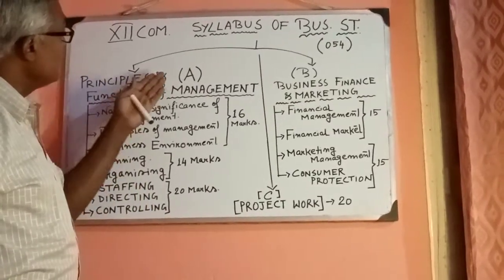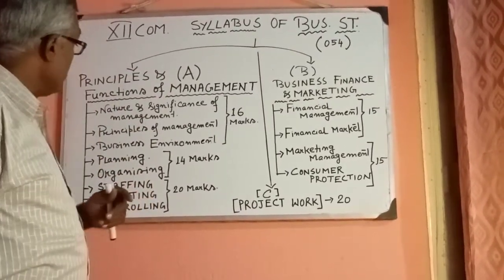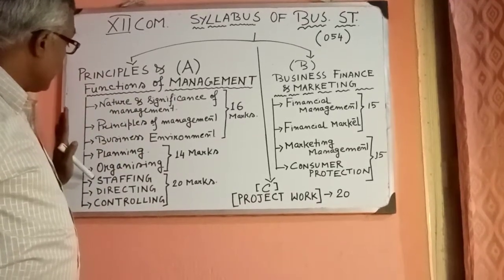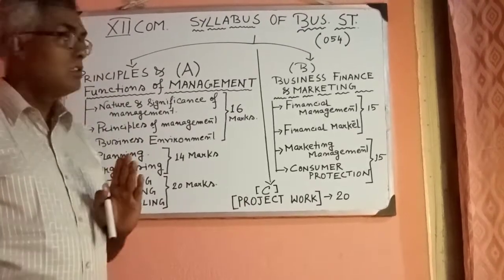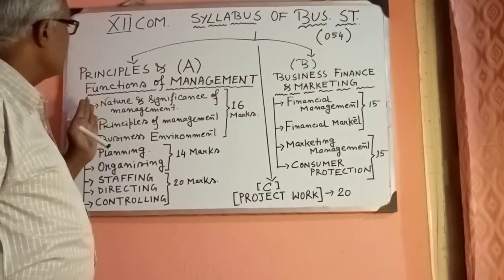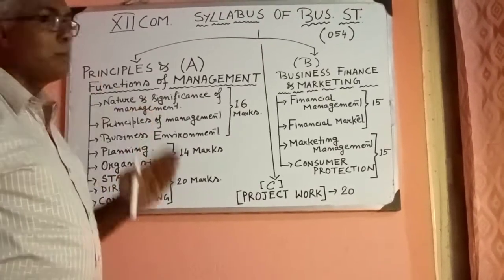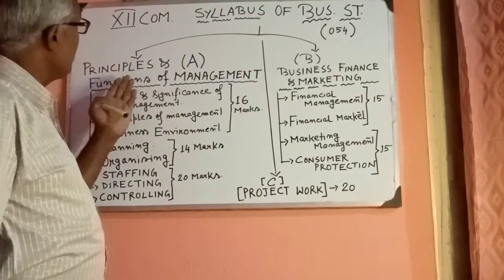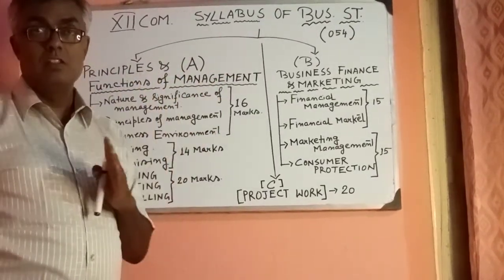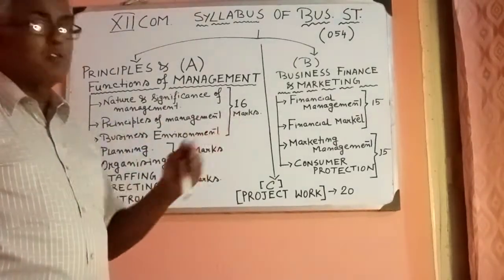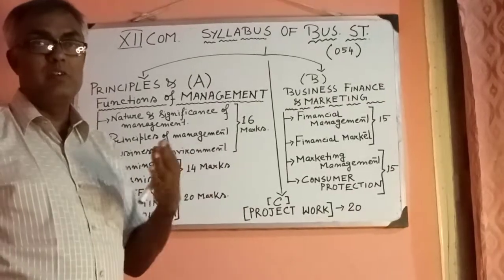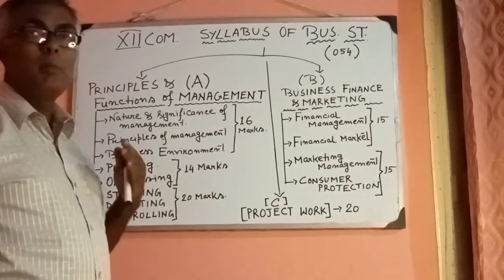Now in Part A, there are 8 chapters. First, nature and significance of management, and the name of Part A is Principles and Functions of Management. In this part you will have to read the meaning of management. You know it very well. What is the meaning of management?